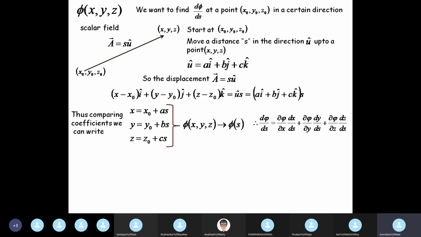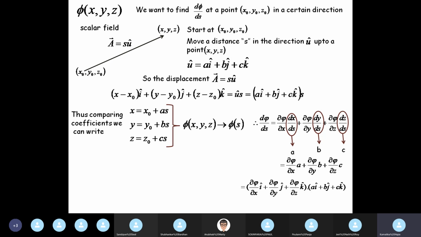So d phi ds can be written in this manner. But it is d phi ds we are trying to find out, right? Directional derivative is given by d phi ds. Now, from these equations, you see dx ds is a, similarly dy ds is b, and dz ds is c. So d phi ds becomes equal to del phi del x a plus del phi del y b plus del phi del z c.